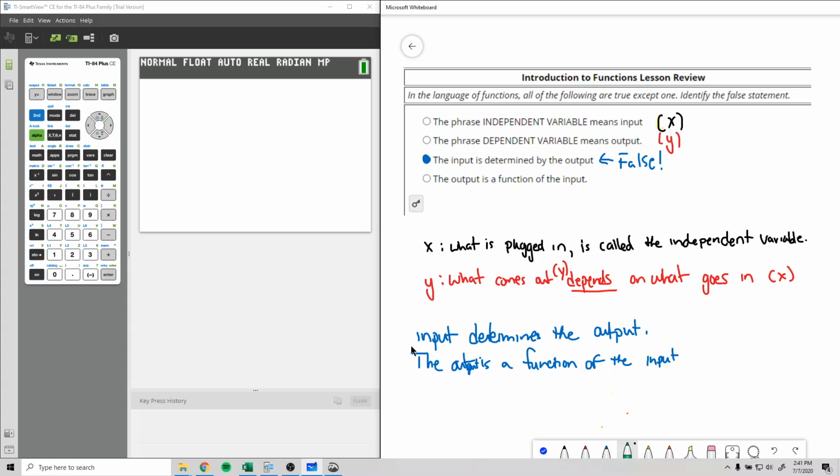And I kind of already hit on it, so I'm just going to draw an arrow here. The fourth statement, the output is a function of the input, is true. I guess I didn't actually write that these are true, even though I said they were. But really the big thing I would take from this problem: independent variable is x, dependent variable is y. The way to help yourself remember that: y depends on x because y is what comes out.